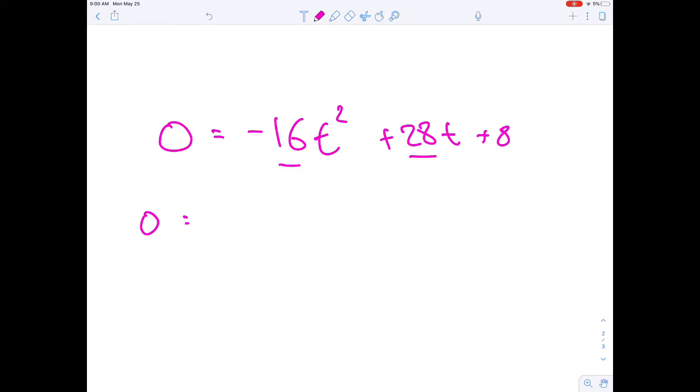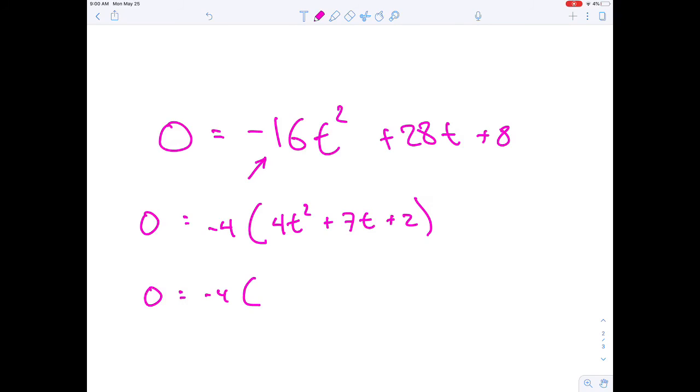But what I would notice is that these things have a common 4. Heck, maybe we will. And I also notice a leading negative, which I don't like. So I'm going to factor out a -4. 4t squared plus 7t plus 2. And then let's see if we can factor this thing.